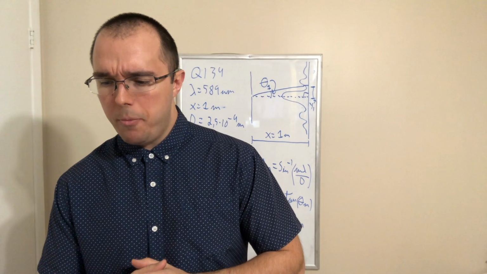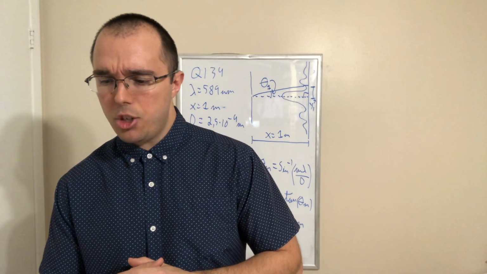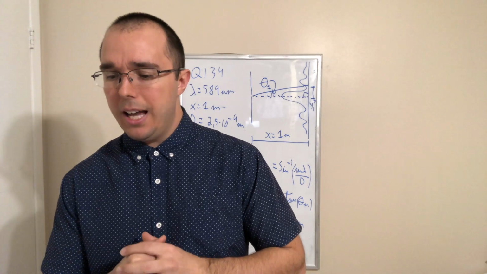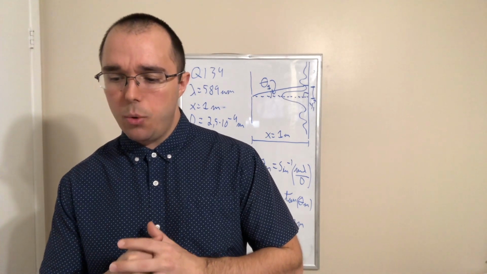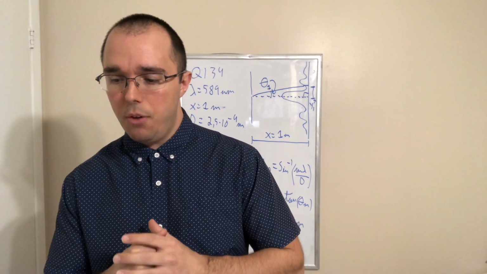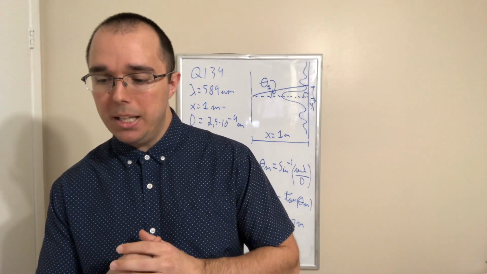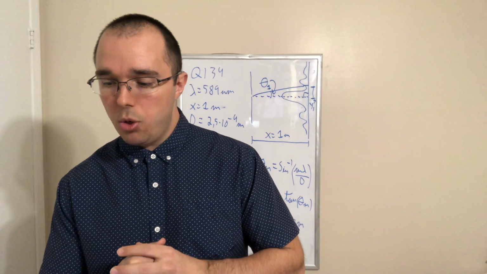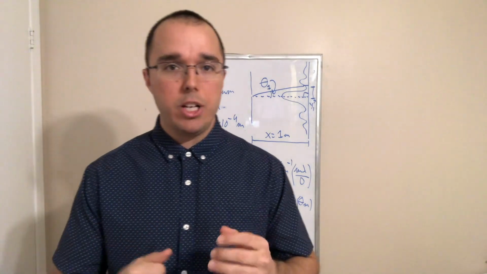Question 134. Consider a single slit diffraction pattern for lambda equal to 589 nanometers projected on a screen that is 1 meter from a slit of width 0.25 millimeter. How far from the center of the pattern are the centers of the first and second dark fringes?